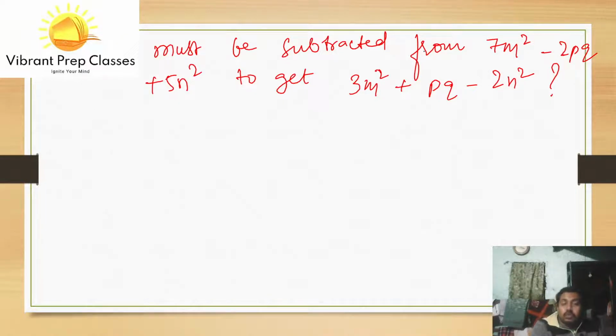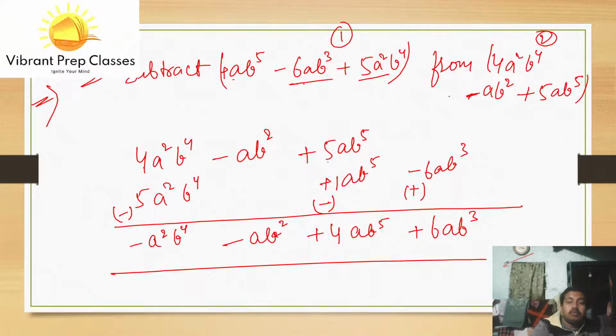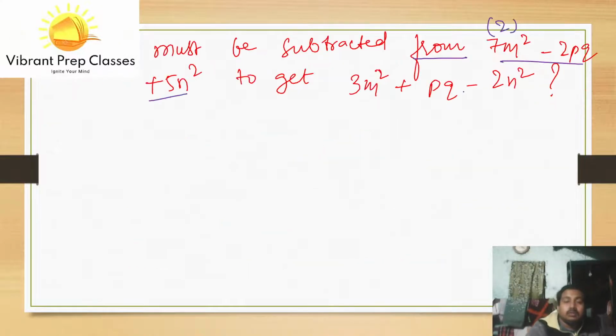So what must be subtracted from? When the keyword "from" comes, whatever comes after "from", the algebraic expression, will be the second term. So that's why we will write this as the second term and this as the first term.